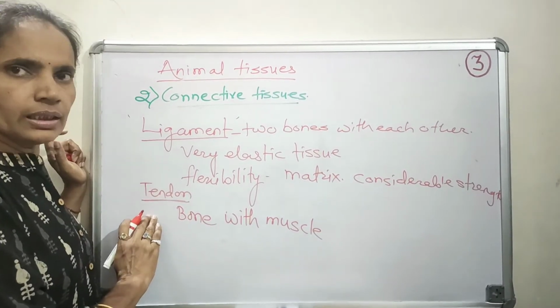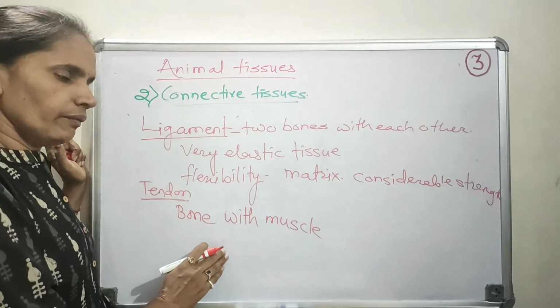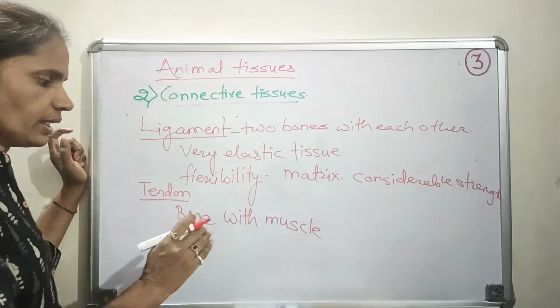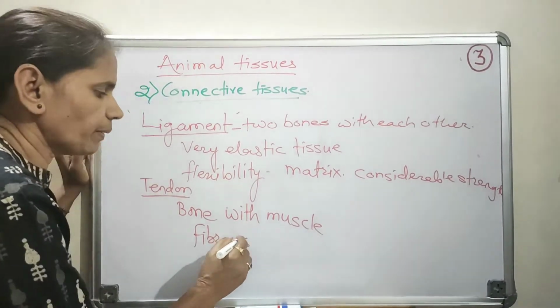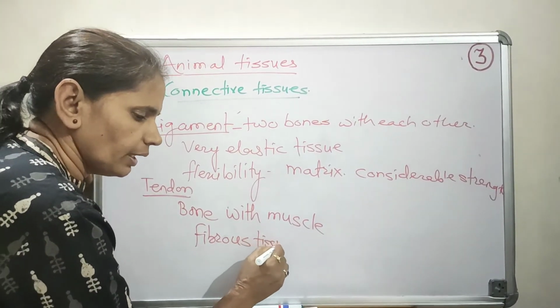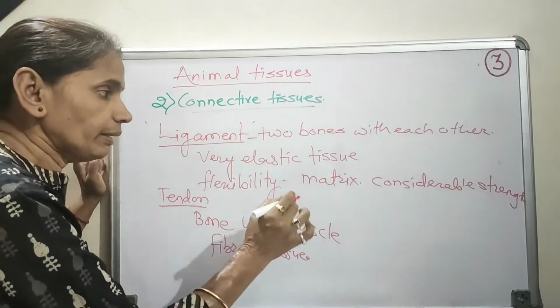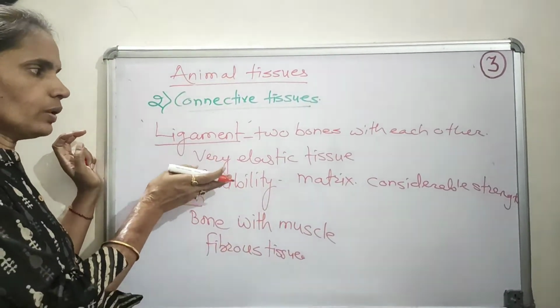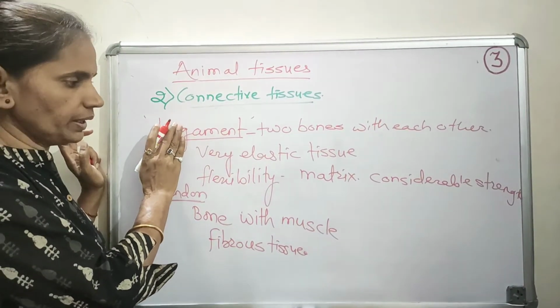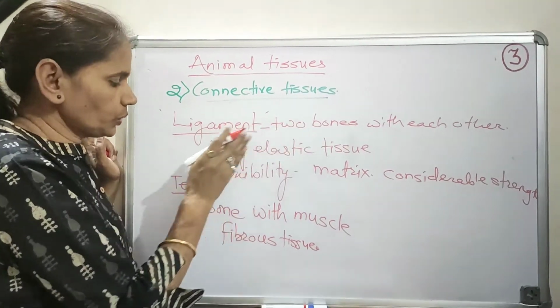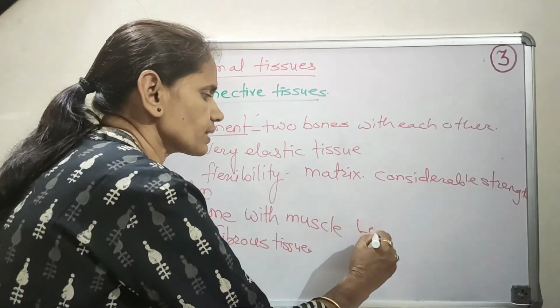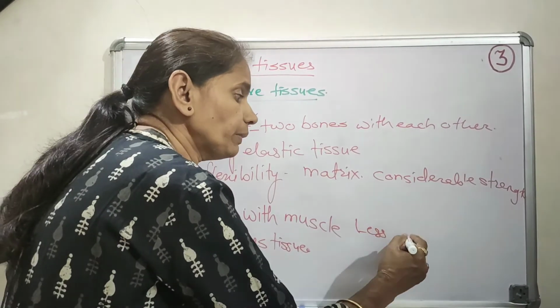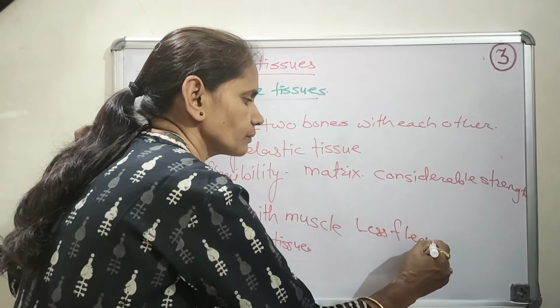Now this tendon has very little elasticity. It is a fibrous tissue and it has limited flexibility. So ligament has higher flexibility because it is elastic tissue. Tendon is fibrous tissue, so it has less or limited flexibility.